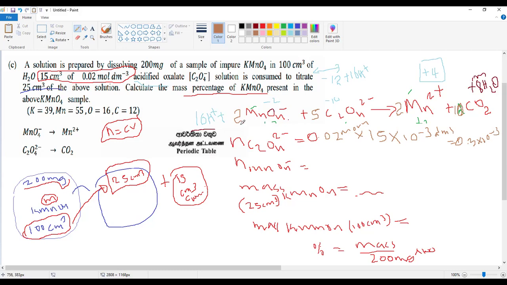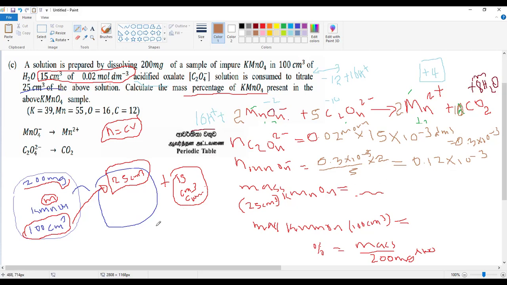For MnO4-, you can see the ratio is 2:5. That means moles of MnO4- will be 0.3 into 10 to the power minus 3 divided by 5 and multiplied by 2. So that is the ratios, okay? That means 5:2 ratio, no? So that way I can take it. So that is 0.12 into 10 to the power minus 3. Now this, of course, you have to follow the correct maths. So moles of MnO4- is 0.12 into 10 to the power minus 3.